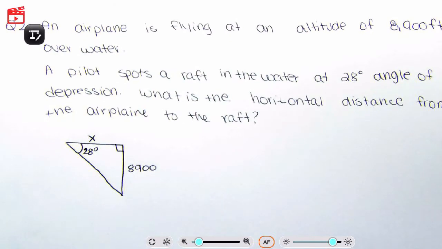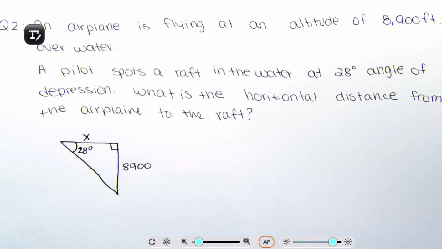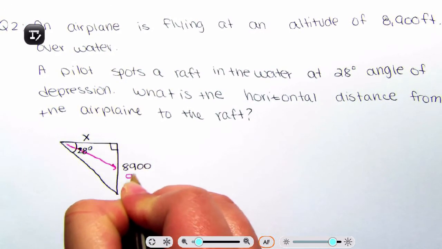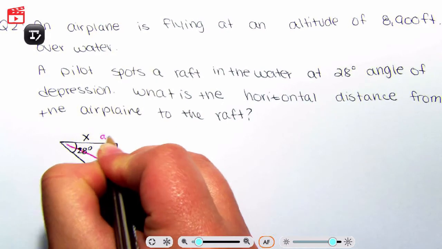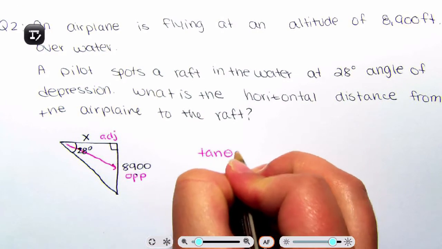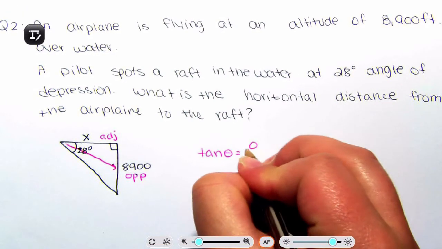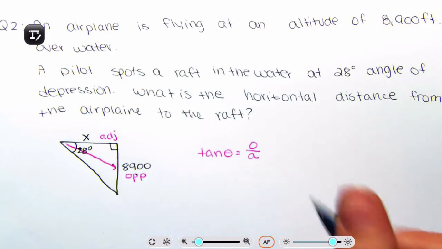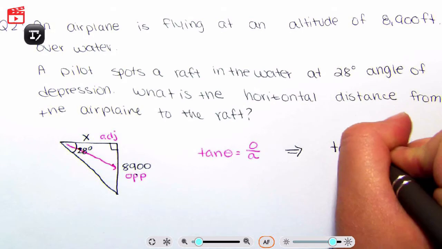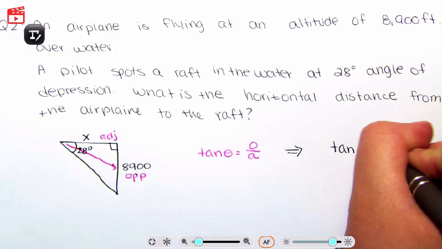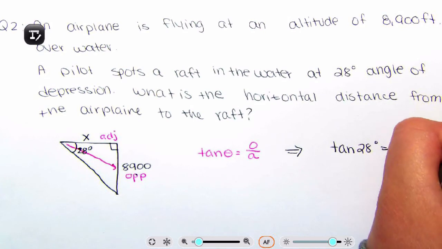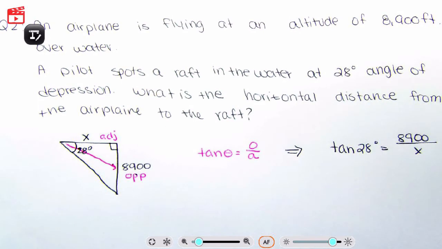Now, just like we did before in question number 1 with our word problem, we have to identify what we have. Here's our eyeball. So that means I have an opposite and I have an adjacent. Oh, looks like we have another tangent problem. So tangent of theta is equal to SOHCAHTOA. So that means I have tangent of 28 degrees equal to my opposite, which is 8,900 divided by my x, which is my adjacent.